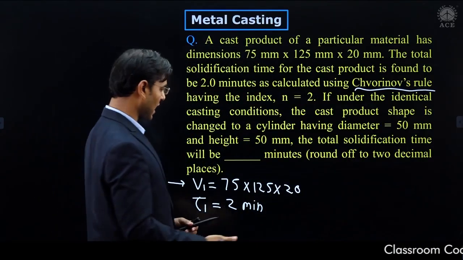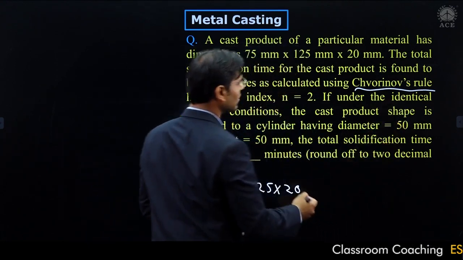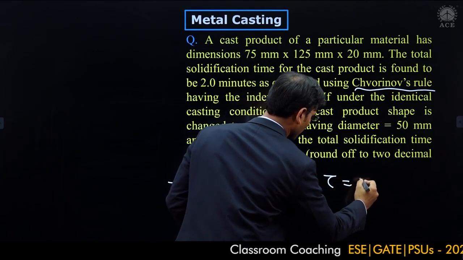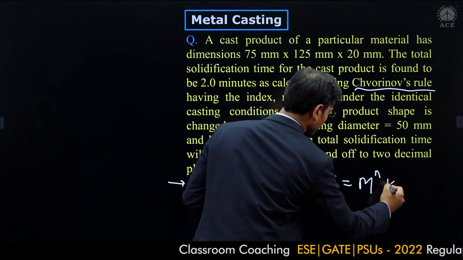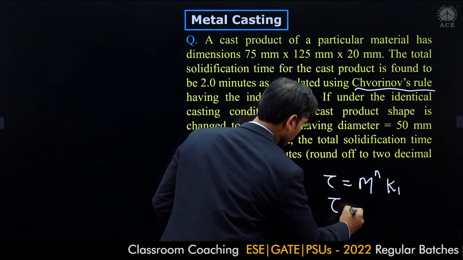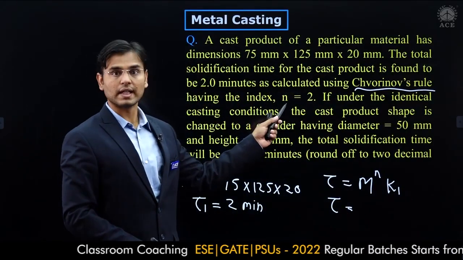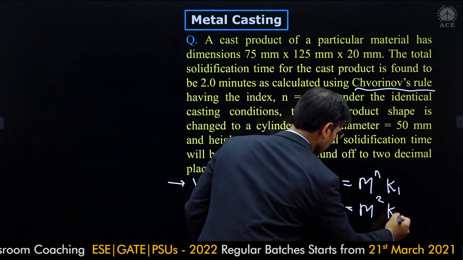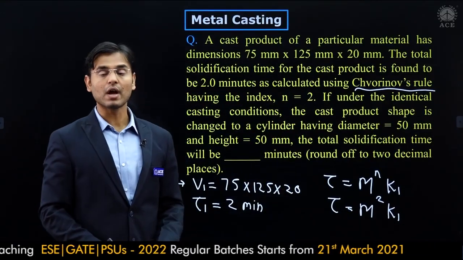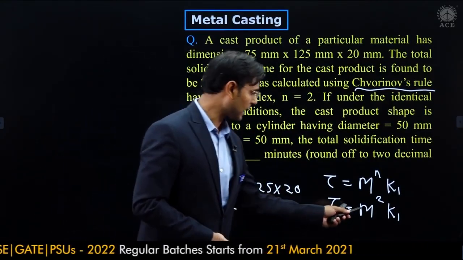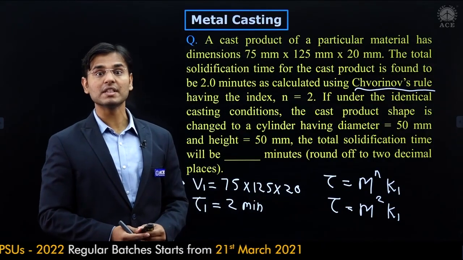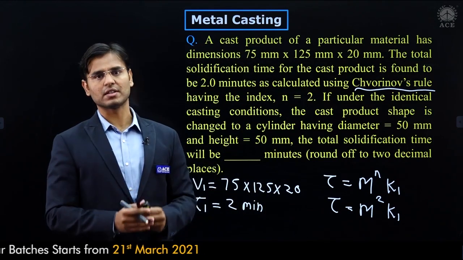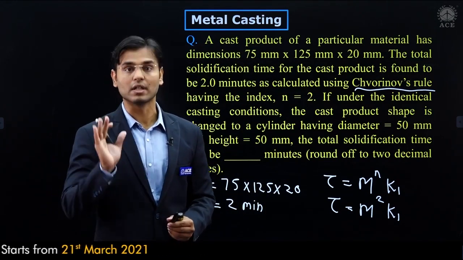Now you have to see what n is. I am writing the rule's formula: tau is equal to M raised to n into K1. Since n is given as 2, tau is equal to M square into K1. Tau is the solidification time, capital M is the mold modulus, and K1 is the solidification factor, which is constant.